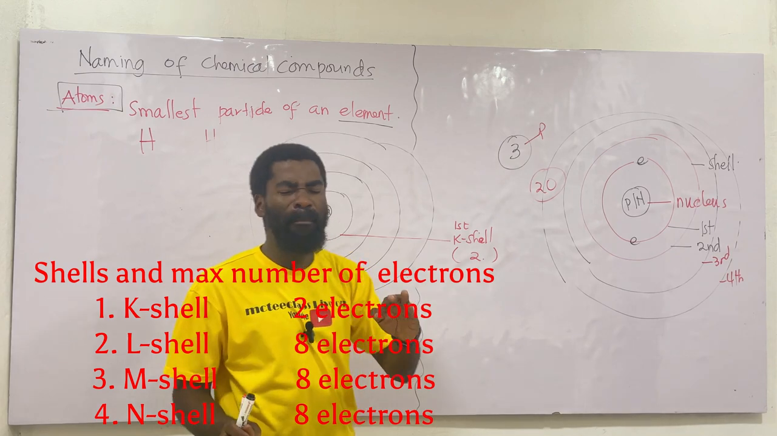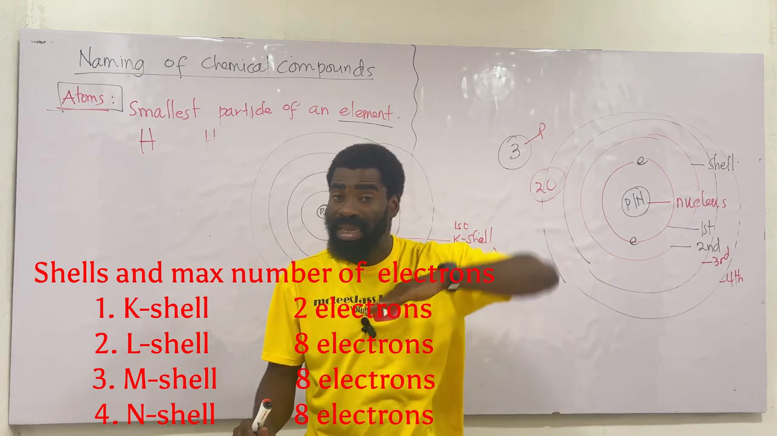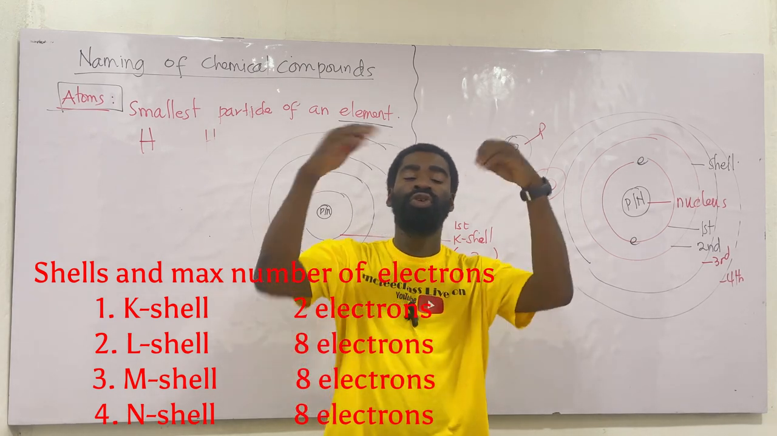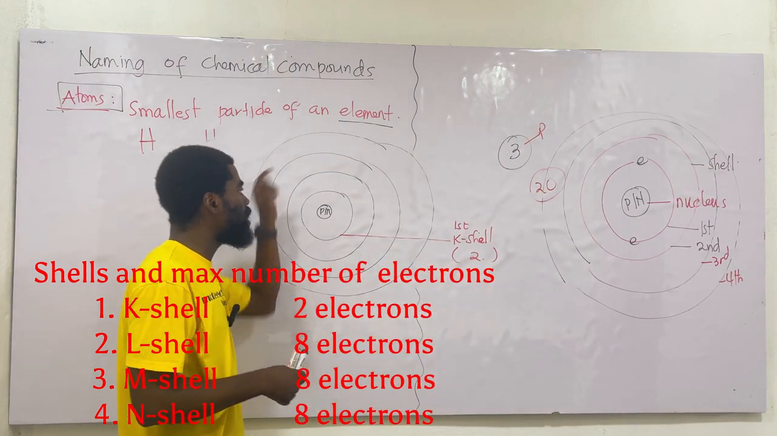That's what I mean by maximum. The maximum number of electrons the K shell can take is 2. So once you have the 2, you cannot take in more. If there's more, they go to the next shell.